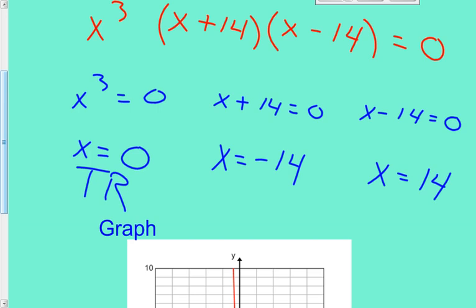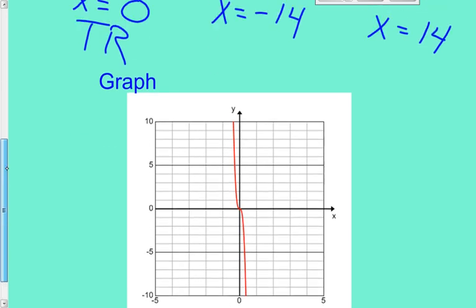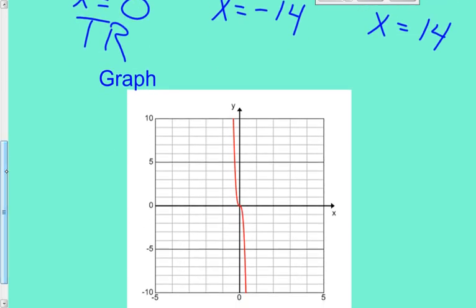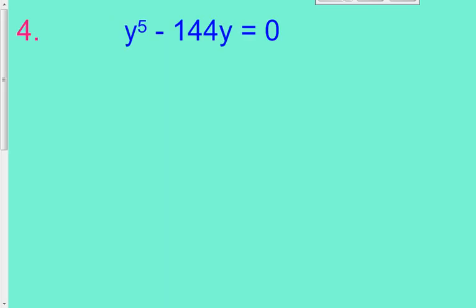So on our graph, it's not going to show the negative 14 and the positive 14, but the negative 14 is somewhere way over here, and a positive 14 is somewhere over here. Our graph is going to go through those 2, and then it also goes through 0, which is right here, and it's a triple root right there, so it's going to kind of slant through it. So that's what we're looking at for that one. Moving on, number 4, why don't you guys pause the video, try this one on your own.